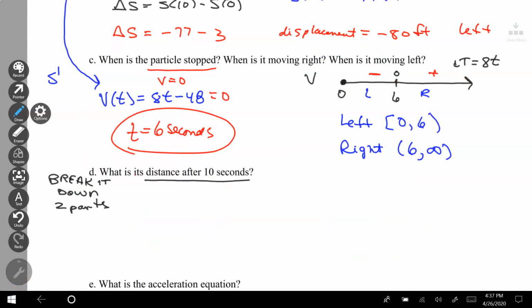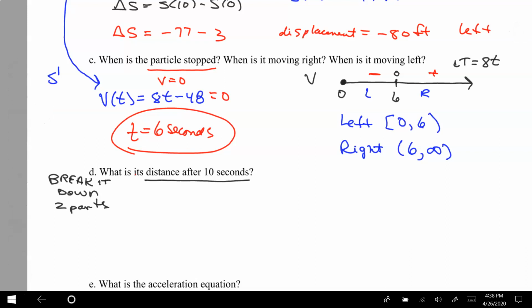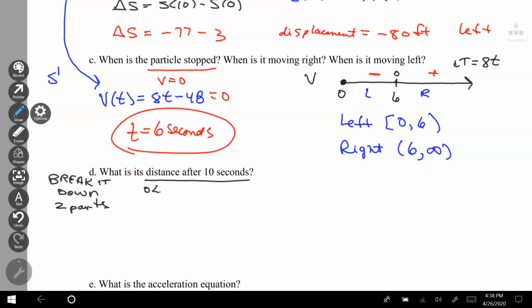So now I have to find the distance. It is not displacement. I have to break it into two parts using this idea that at 6 seconds is when the velocity is 0, and from 0 through 6, it is moving left, and from 6 to 10, it is moving right. Either way, the distance is positive, so I had to do each little distance for each little part.